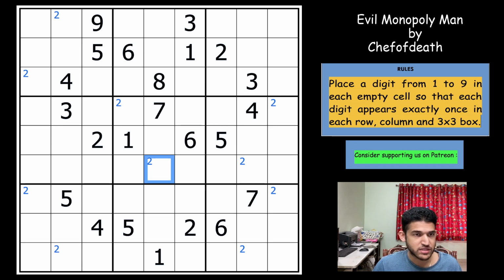Let's go to 3s now. Okay, we are getting a digit with 3 here. And that gives a 3 in column 3.